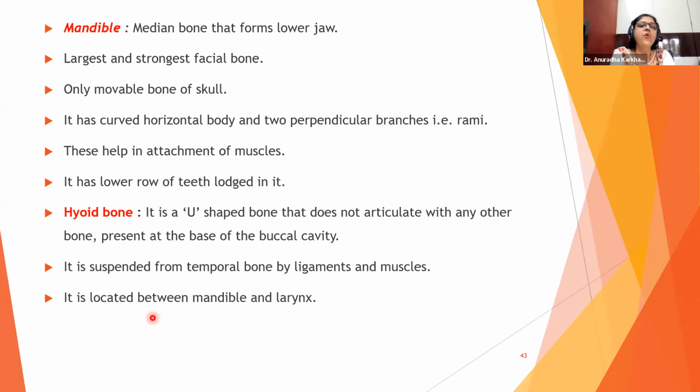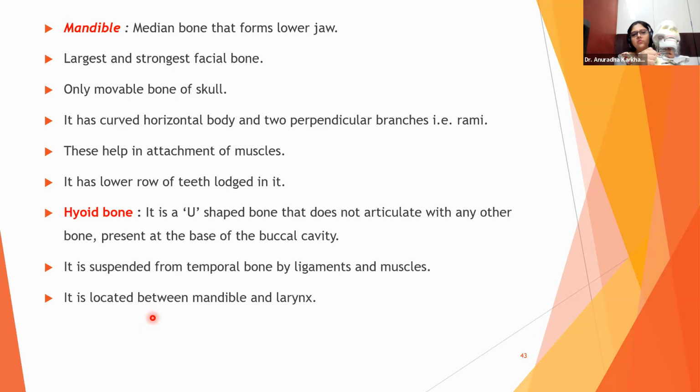Okay? Only movable bone of the skull. So you can see the entire skull is not in the capacity to move. It will not move at all. Look, none of these parts will move. Which part moves? Only this part. So this is the only part which is movable. Cranium is immovable, this is immovable, nothing can be moved except this portion. Only movable bone of the skull.